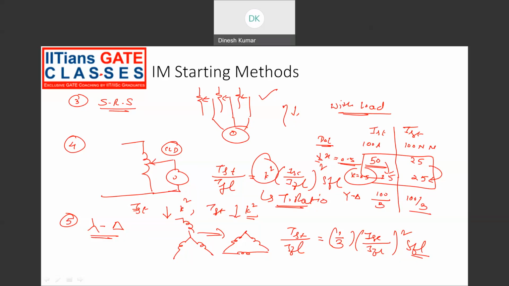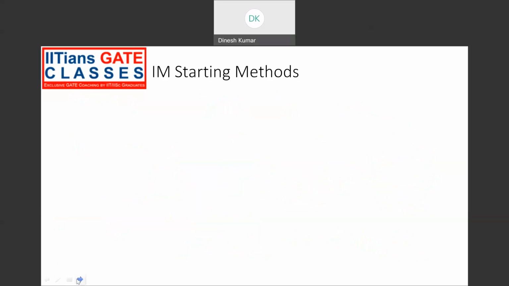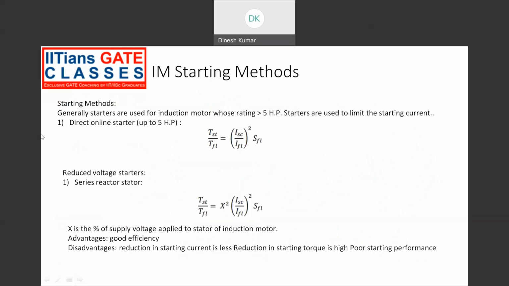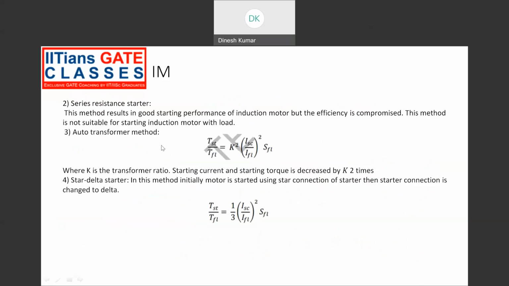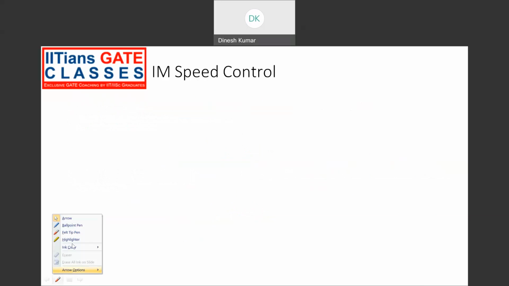Let's go to the next topic, that is induction machine speed control. This is what we have discussed earlier, right? One is the direct online starter. Reduced voltage starters include the series reactor starter as well as the series resistance starter. Then we have the auto transformer starting method, and finally we have the star delta start.